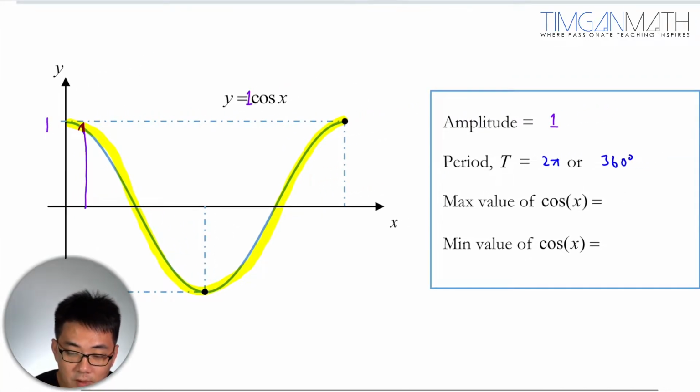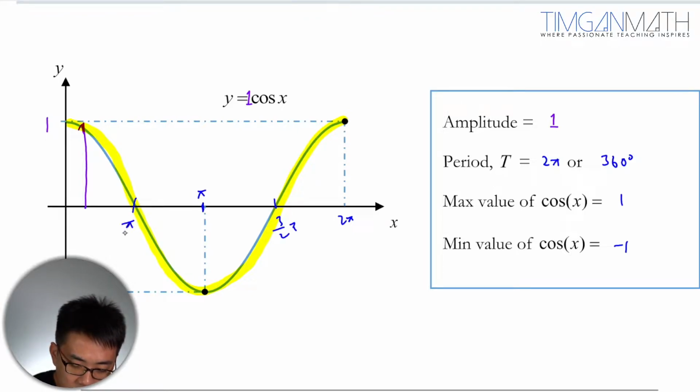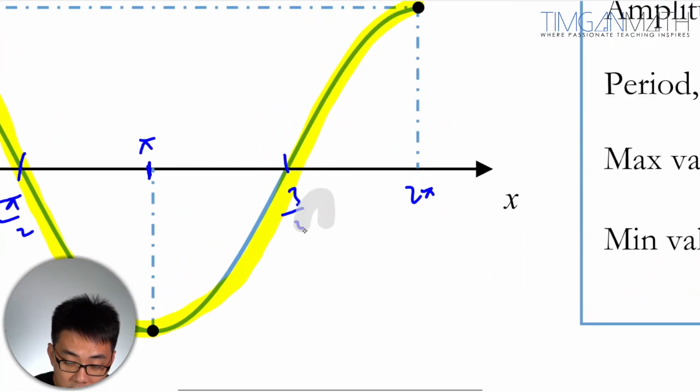The max value of cosine x is, of course, 1, and the min value is minus 1. You could put this as 2 pi, then the halfway through here would be pi, and this would be 3 over 2 pi. Or you can just put this as T, a period over 2. So this is 2 pi and pi, this will be 3 over 2 pi, and this will be pi over 2. So you are required to know how to draw this curve. Just be mindful of that.